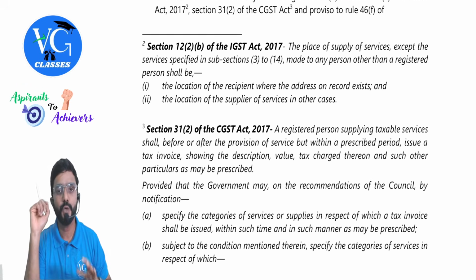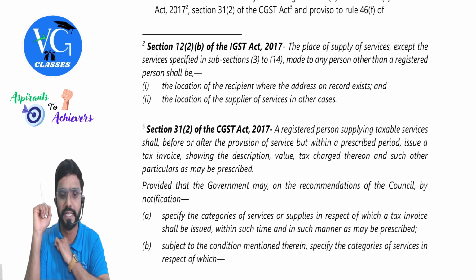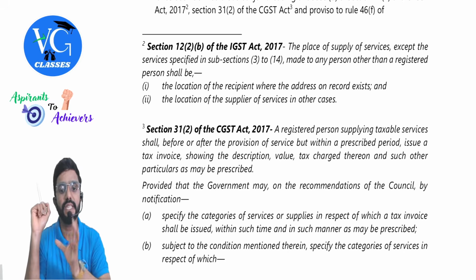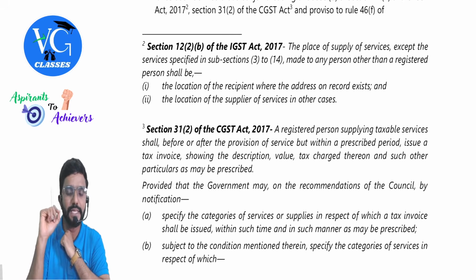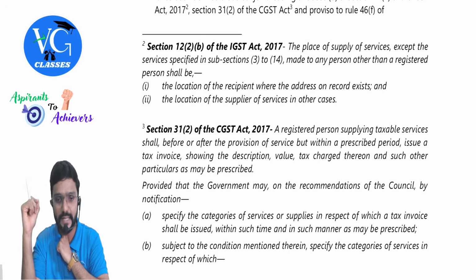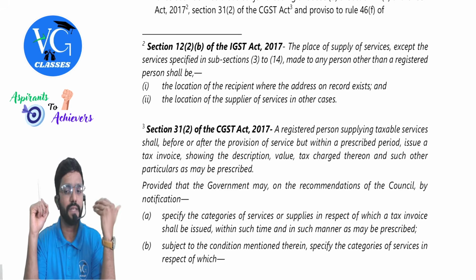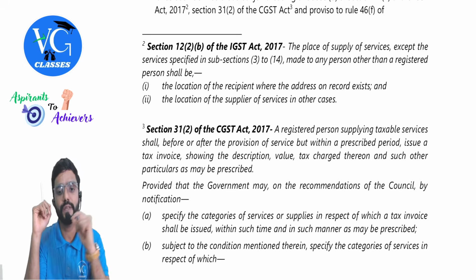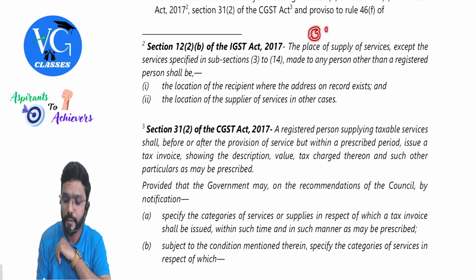Section 12, subsection 2, clause B of IGST Act 2017. Guys, place of supply provisions are covered in IGST Act. The place of supply of services except services specified in subsection 3 to 14, which is special cases, made to any person other than the registered person, that is B2C supply, shall be the location of the recipient where the address on the record exists. If address doesn't exist, then the location of the supplier of services in other cases, guys. This is only with respect to B2C supply.